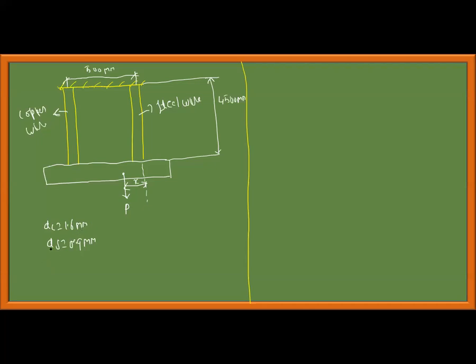Young's modulus of steel is given to be 0.21 into 10 power 6 Newton per mm square. Young's modulus of copper material is given as 0.13 into 10 power 6 Newton per mm square. The magnitude of load is also not given, and not required also.